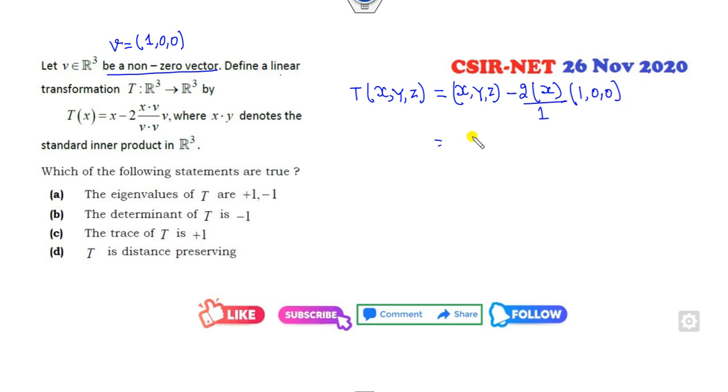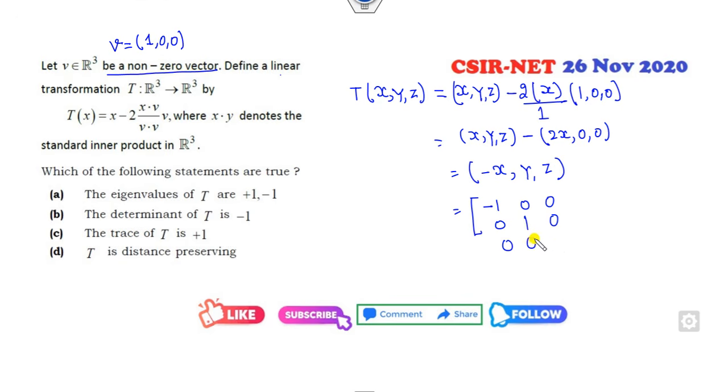So can you solve them? It is my (x, y, z) minus (2x, 0, 0). So that will be (minus x, y, z). So can you define the matrix? This is my matrix corresponding to this transformation.